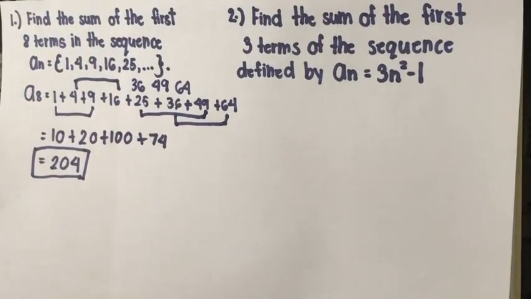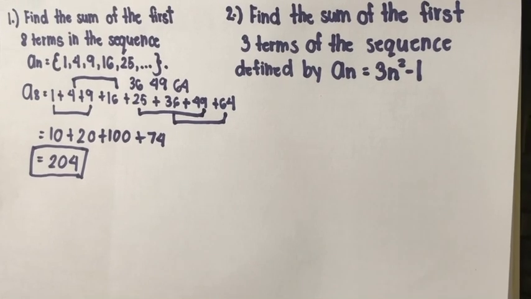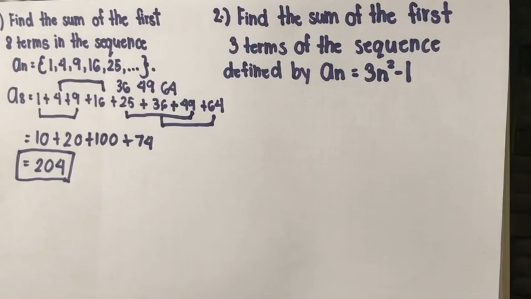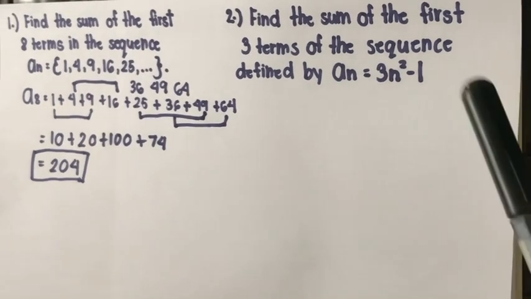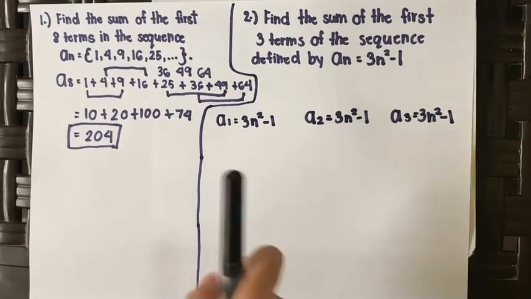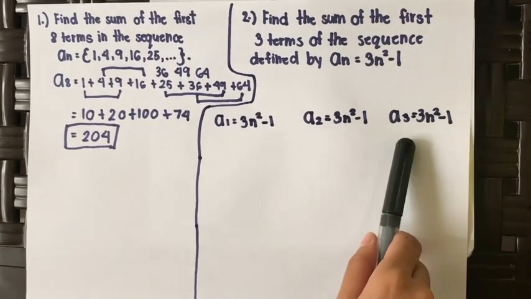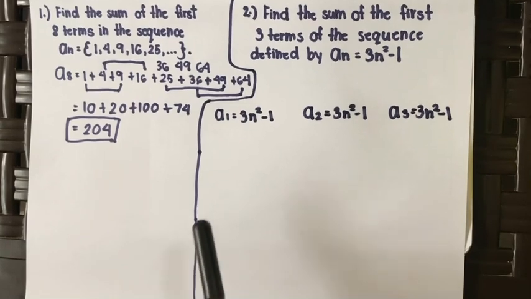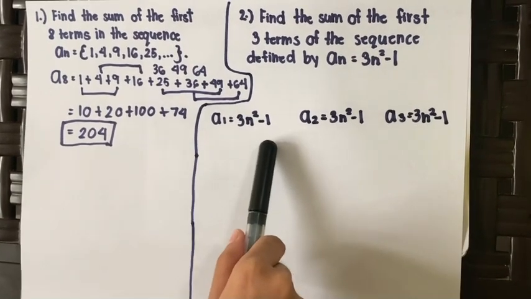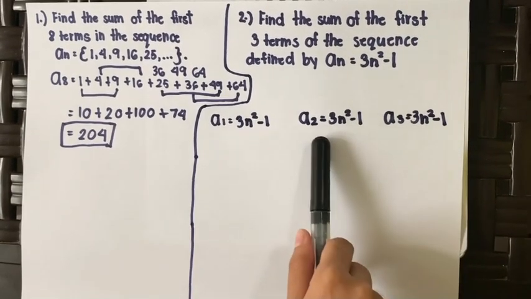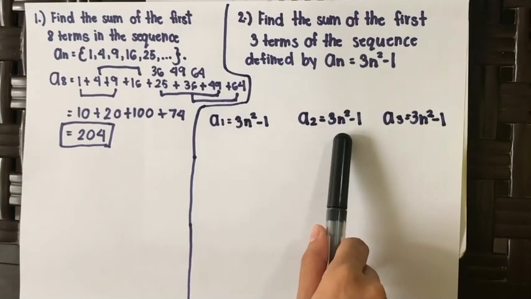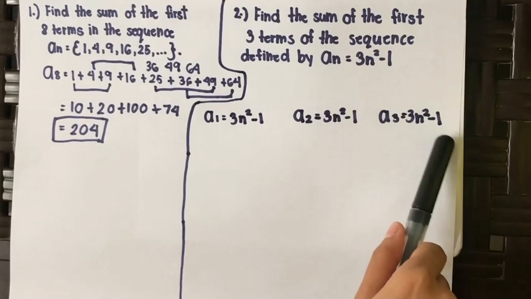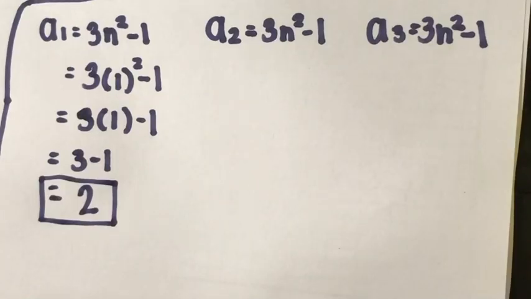Now let's move on to our second example. Find the sum of the first three terms of the sequence defined by a sub n equals 3n squared minus 1. First three terms, that is a sub 1, a sub 2, and a sub 3. So let us write a sub 1, then copy 3n squared minus 1. The same for this one also, 3n squared minus 1, and a sub 3 is equal to 3n squared minus 1. Now let us substitute.